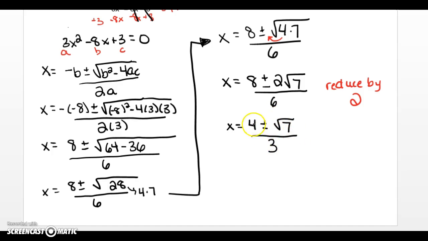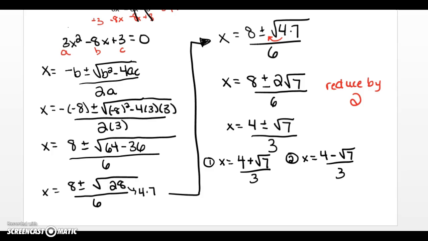Then what we can do is split up our answer using the positive and negative values. So our first solution or root is x is equal to 4 plus the square root of 7, then divide it by 3. Your second root or solution is where you have that negative value. So you have 4 minus the square root of 7 divided by 3.